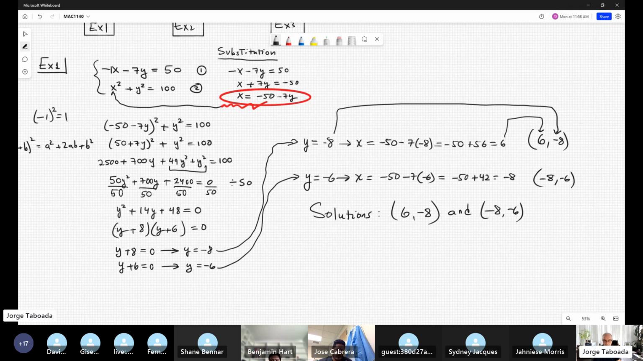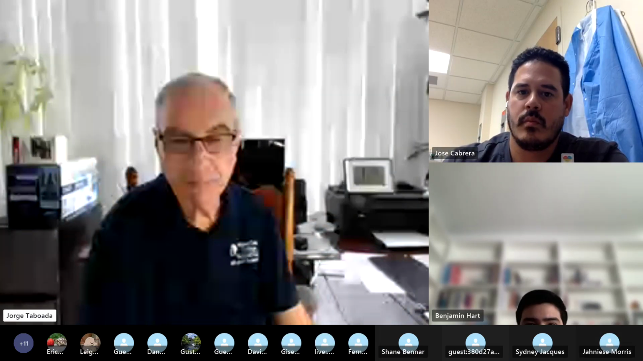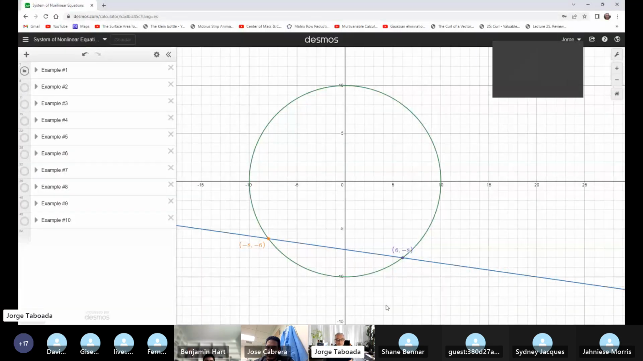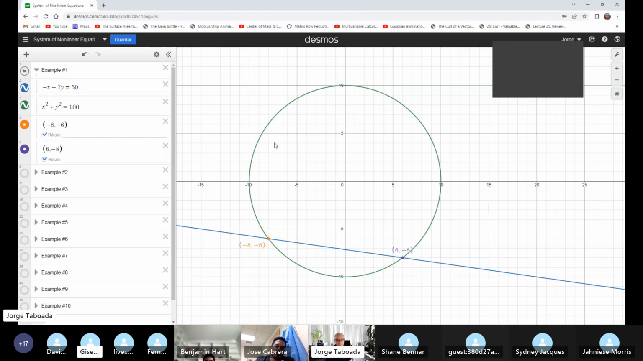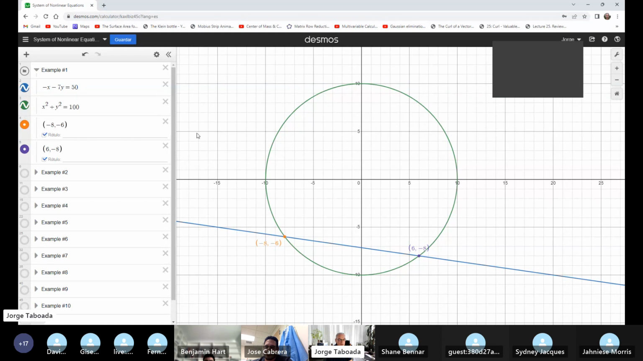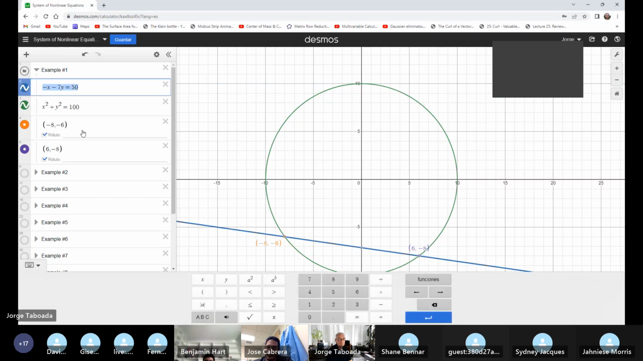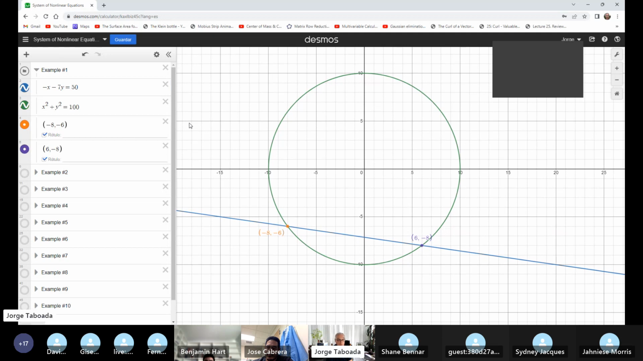Let me try. Let me share the screen with decimals. Do you see my decimals now? Or not yet? Do you see or no? Yes. Aha. Look, the only thing I did was type in my first equation, linear, blue color, and my second equation, non-linear, green color. Look at that, it's a circle. And the intersection, I can see, is the famous point minus 8, comma, minus 6, and positive 6, comma, minus 8. Any question?